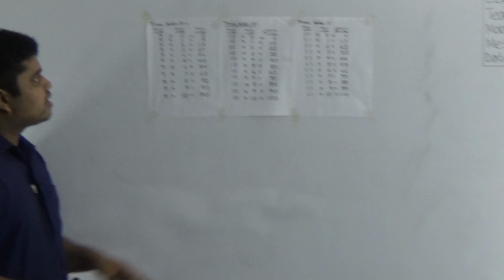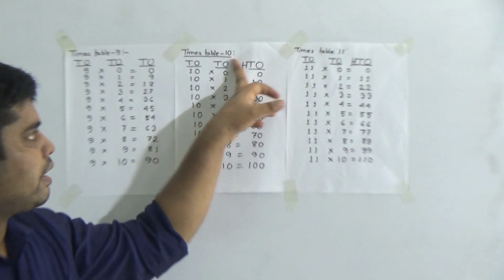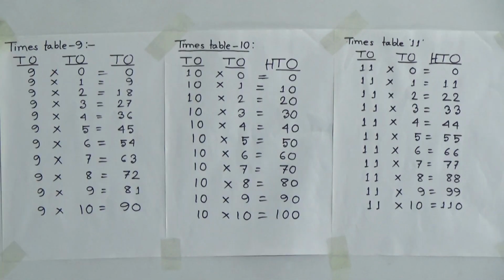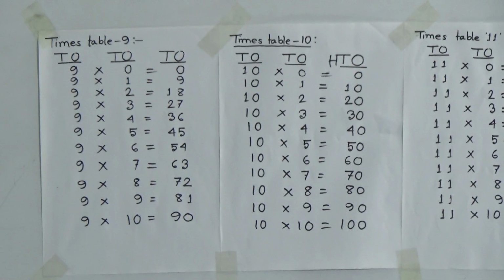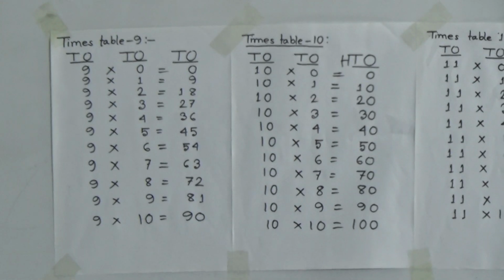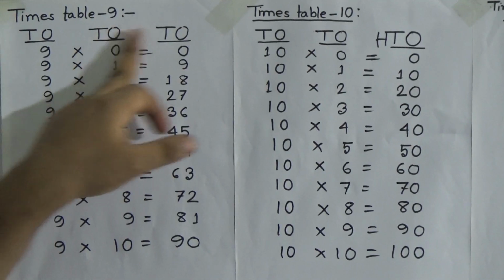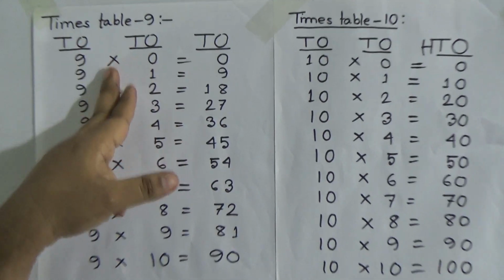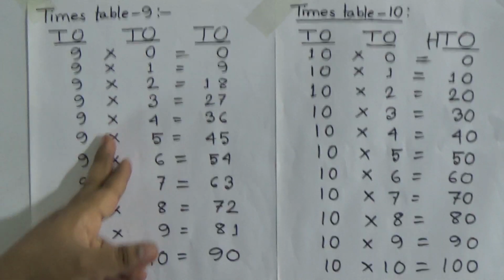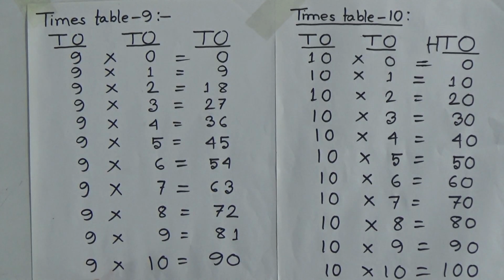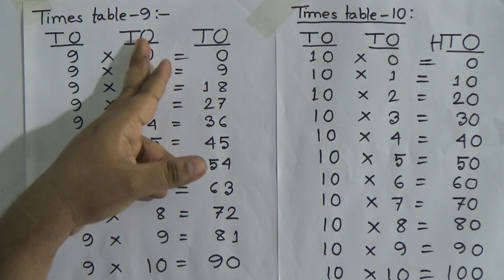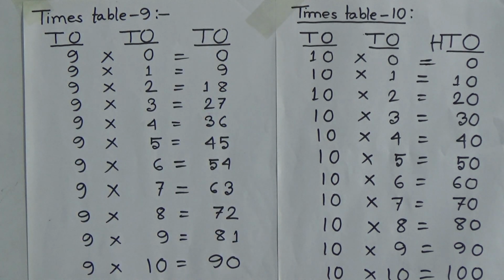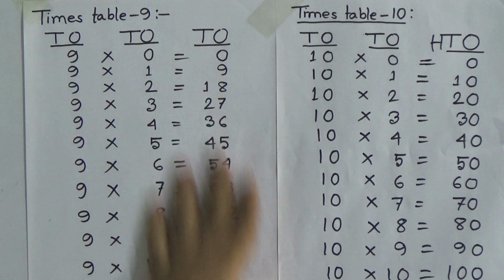Here you notice times table 9, times table 10, times table 11 are written. At first we learn how to write a times table. In your copy, at first you write TO, 1 TO, 2 TO, 3 TO. In every TO, between the two TOs you make one box empty. In that box you write the multiplication sign. After that, between the second TO and the third TO you keep one box empty also. In that box you write the equal sign.